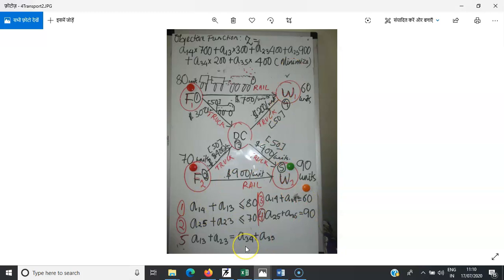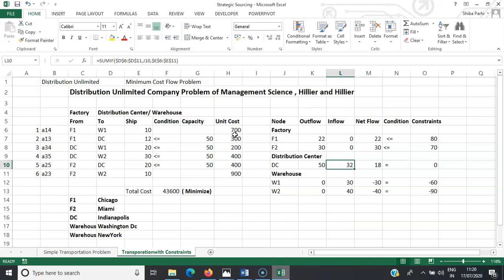So let us solve this in Excel, how we can solve the whole problem through the Solver. So let us see the whole problem solution in our Excel format. It is $700 per unit. Similarly, from DC to W1, and all the capacities of the routes are mentioned here. For the railway, it is unlimited, and for the road, we can see this is 50 units max we can have. And now suppose the shipping quantity here. These are the shipping quantities: A14, A13, A34, A35, A23, A25.